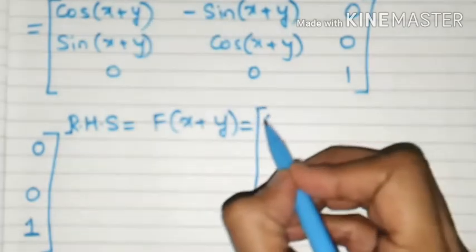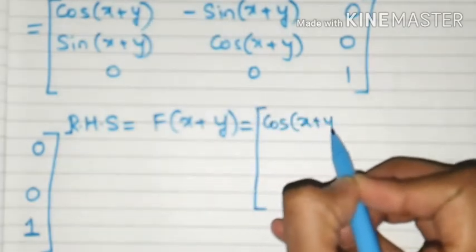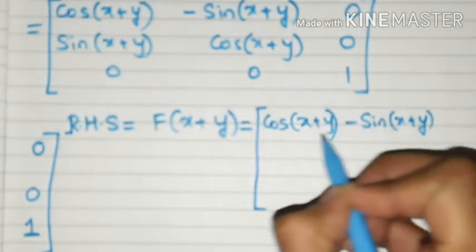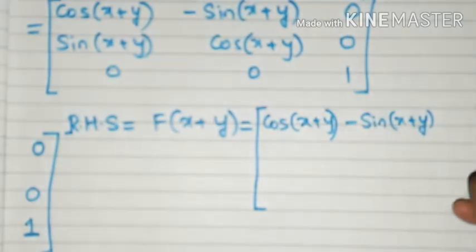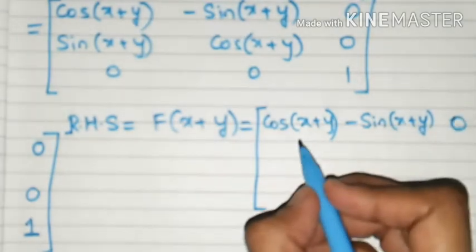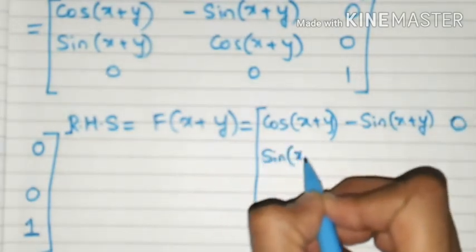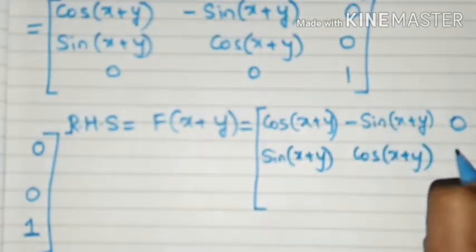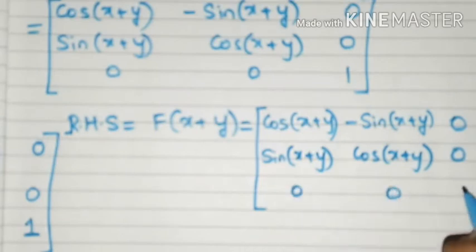So we'll get cos of x plus y, minus sin of x plus y. Please note, this is a different element and this is a different element. This is 0. Then in the second row, I have sin of x plus y and cos of x plus y. And this is also 0. And the last row will be 0, 0, 1. So this is my RHS.